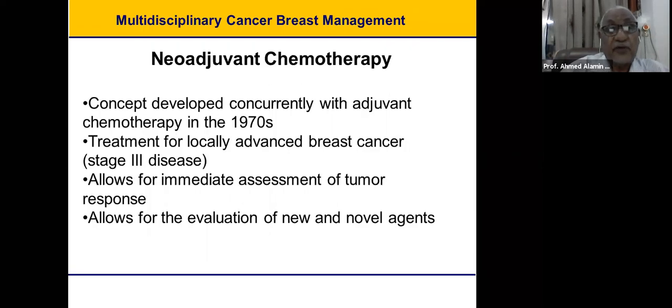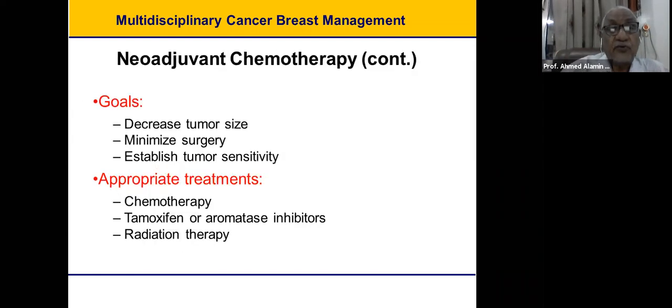The concept of neoadjuvant chemotherapy developed concurrently with adjuvant chemotherapy in the 70s. Treatment for locally advanced breast cancer stage 3 disease allows for immediate assessment of tumor response and allows for the evaluation of new and novel agents. The goals of the neoadjuvant are to decrease the size of the tumor and to minimize surgery. Instead of total mastectomy, you can suffice yourself with breast conserving surgery and establish tumor sensitivity.